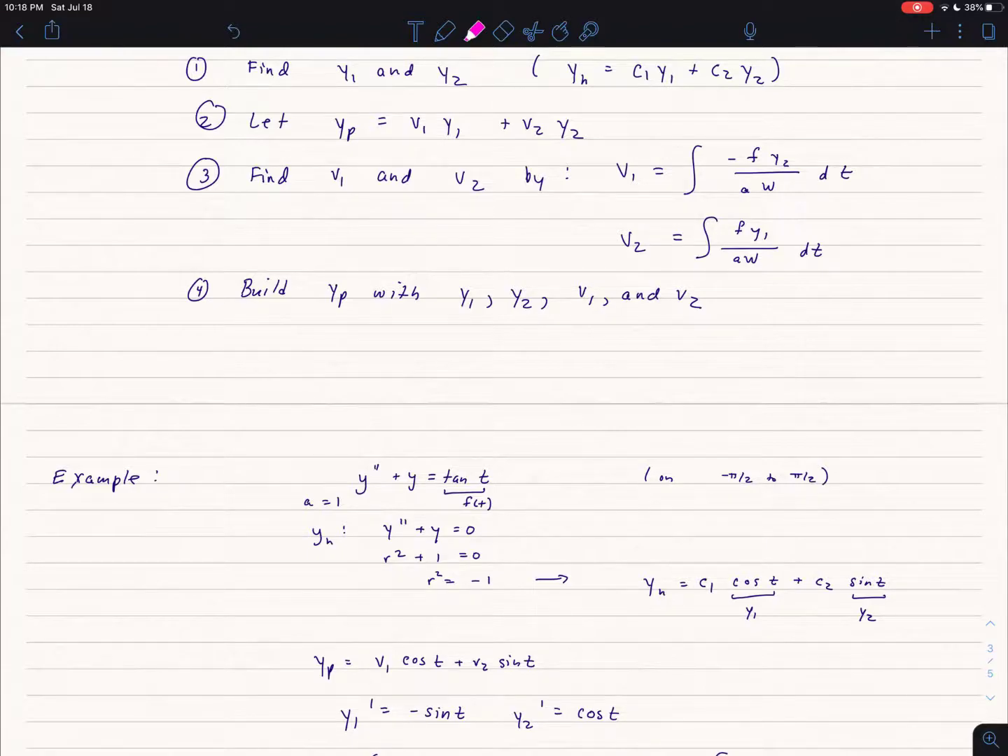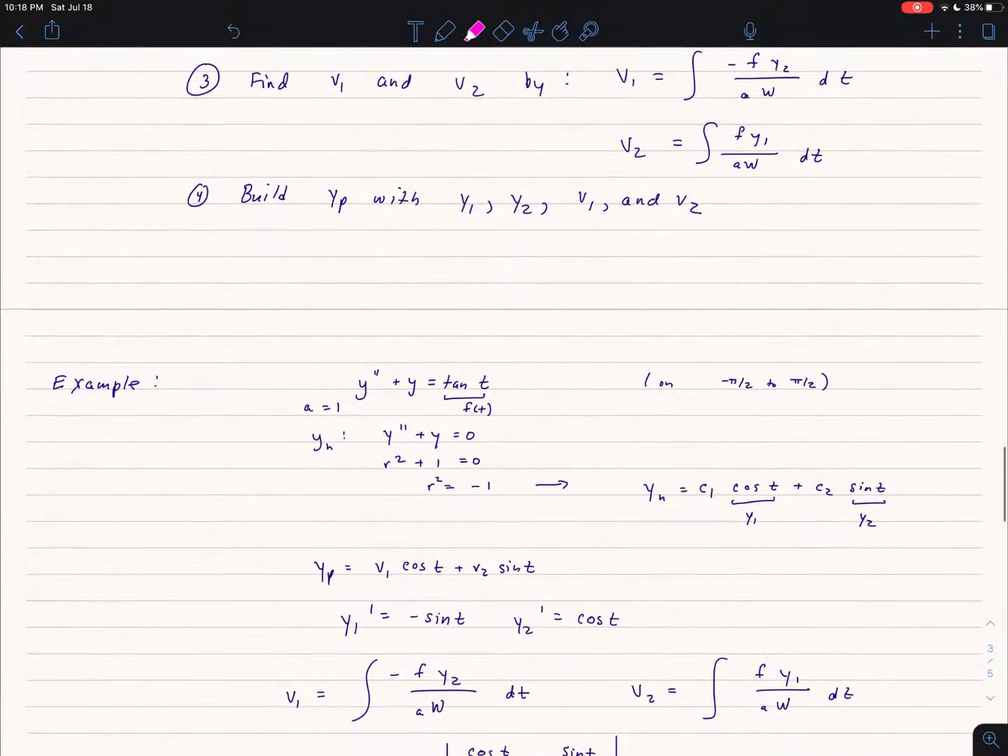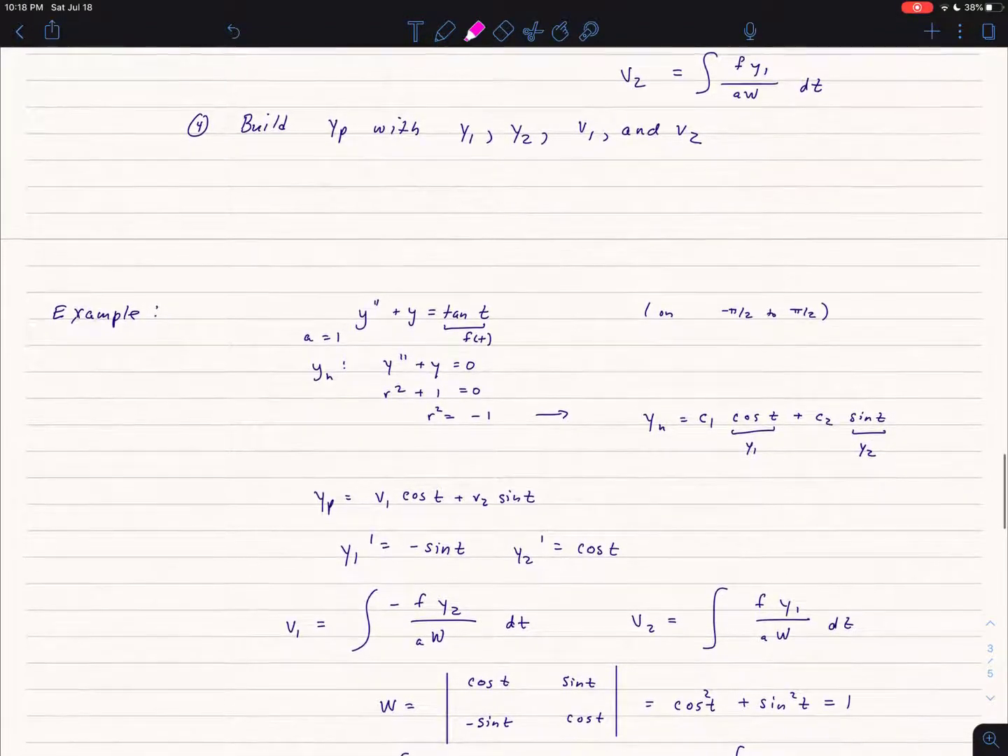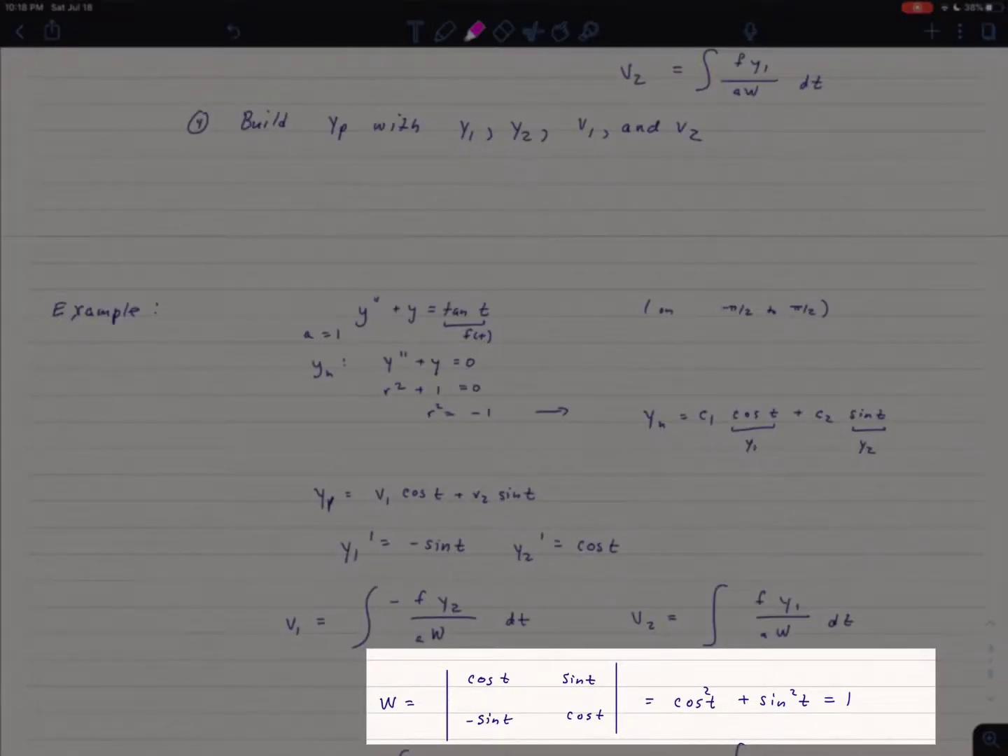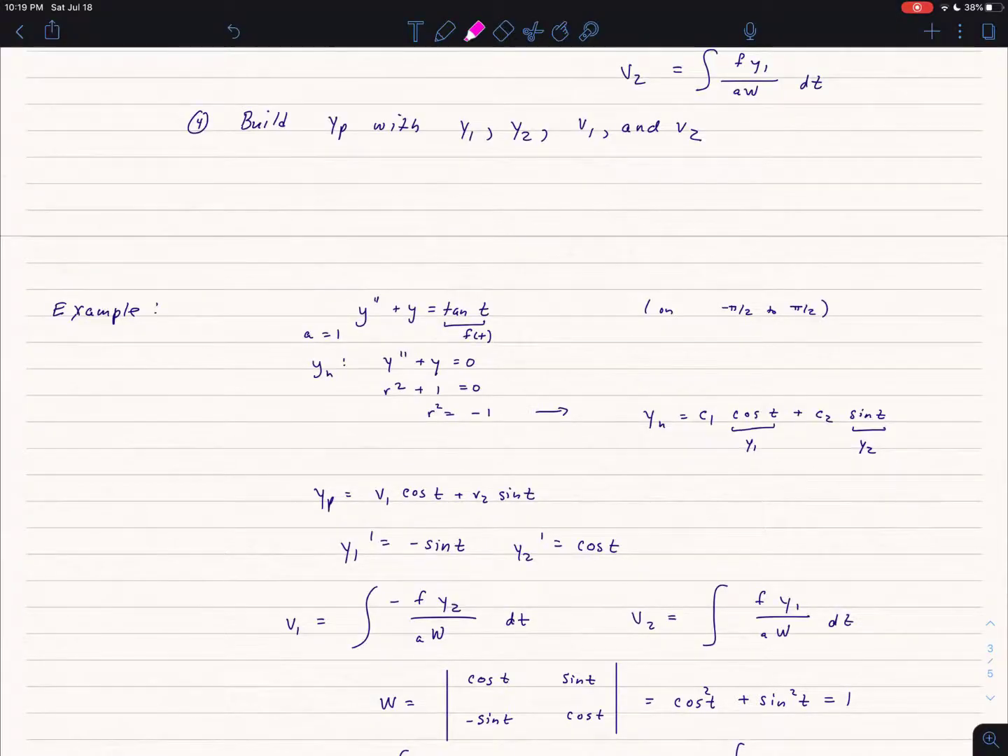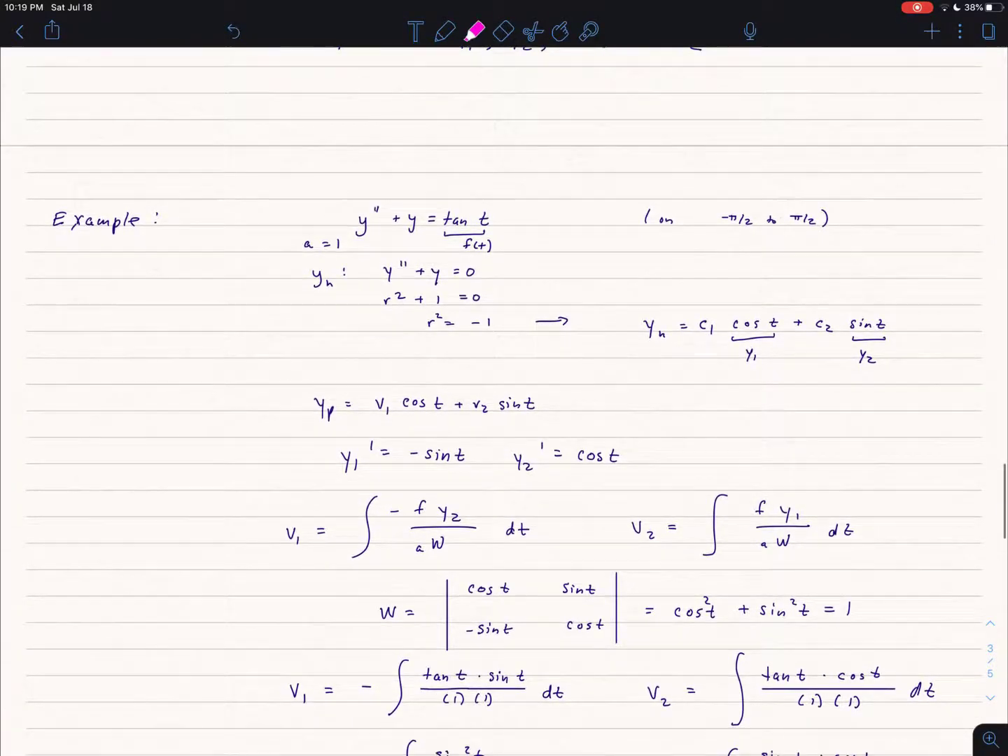I'm going to take the first derivative of y1 and the first derivative of y2. The reason why I'm going to do that is I know I'm going to need to calculate the Wronskian in order to find v1 and v2 because those both involve the Wronskian. Well, it turns out that the Wronskian of cosine and sine is nothing more than the lovely number 1, which is a pretty nice number to have in the denominator, especially when a is also equal to 1. So these fractions are actually not going to be fractions.